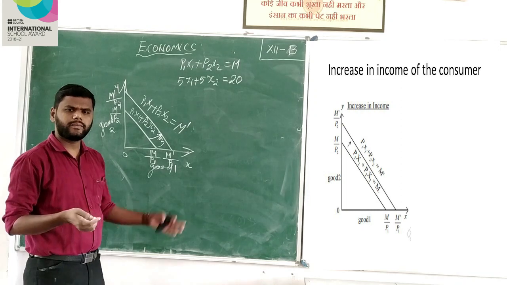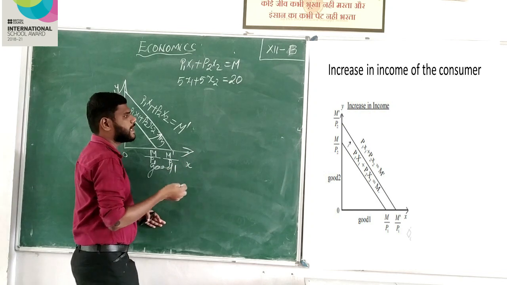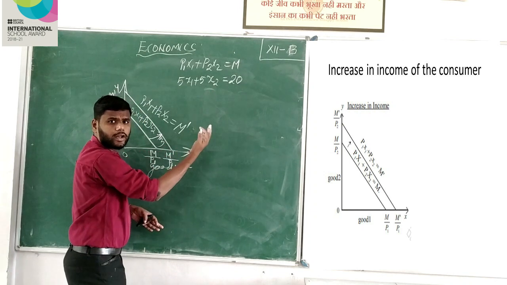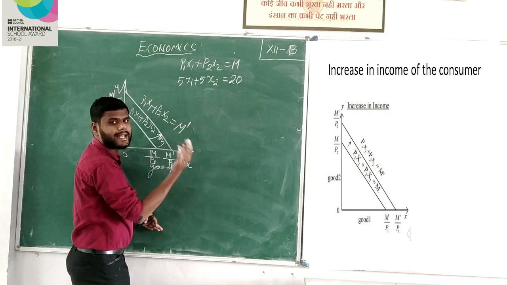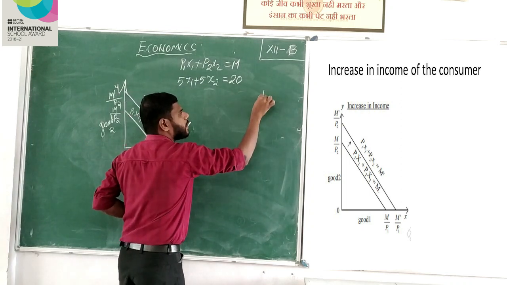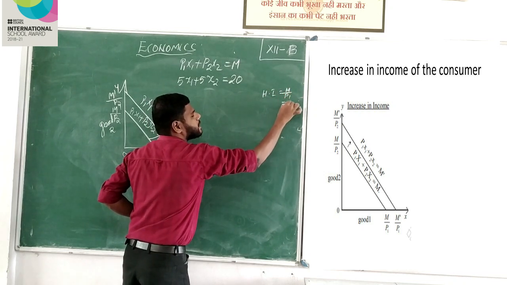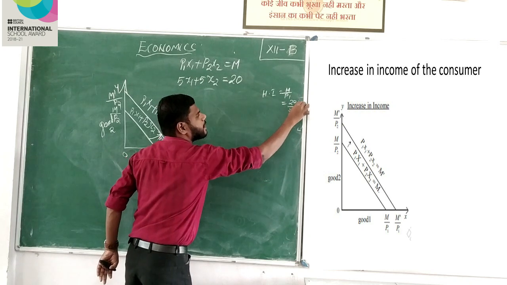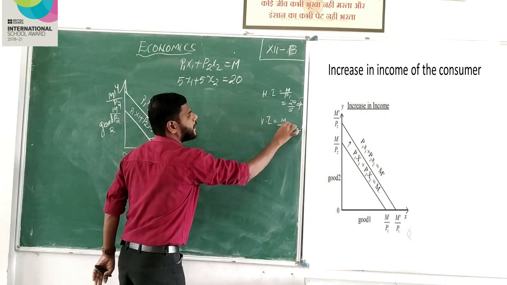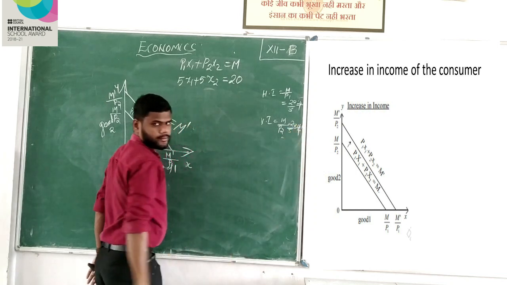So now we will check with a numerical example. Based on this example, we can discuss. That is, income is 20. So here, how will we draw the budget line? We have to find the vertical as well as the horizontal intercept. The horizontal intercept is m divided by P1, and the vertical intercept is m divided by P2. That is 20 divided by 5, it is 4.